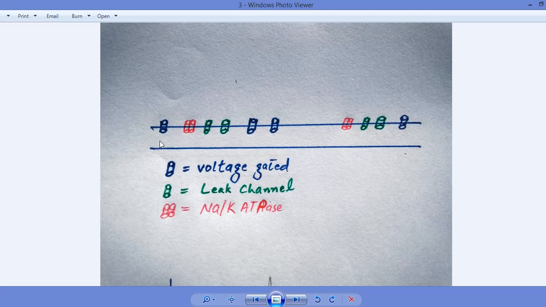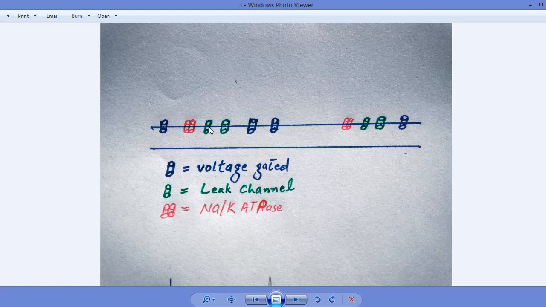The speciality of the voltage gated channel is that it will open if it comes in contact with a voltage, a charge, an electric potential or action potential. So with a stimulus having an intensity greater than or equal to 15 millivolt, the voltage gated channel will open. Voltage gated channels are always closed during the rest stage, the resting membrane potential of the neuron, and always open during the active stage of the neuron.